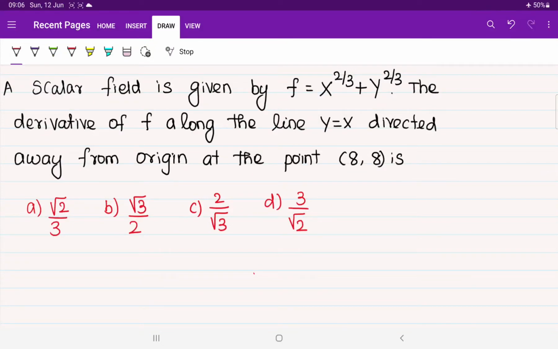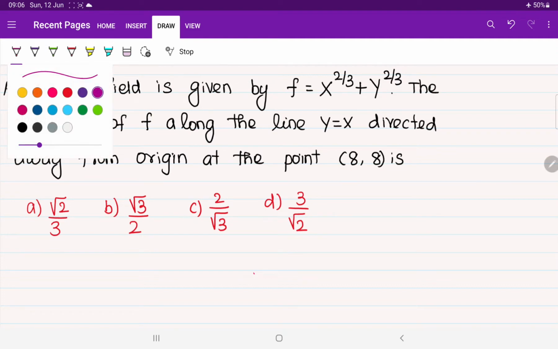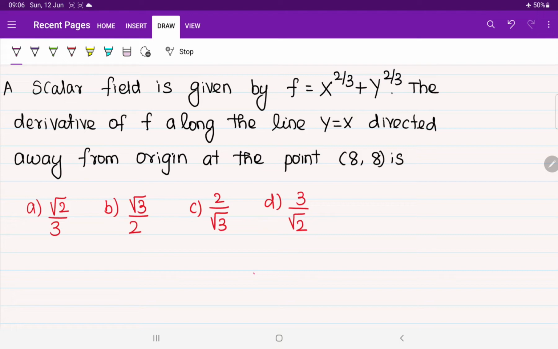In this series, we will be learning how to solve directional derivative. Now, if you observe the given function, a scalar field is given by f equal to x power 2 by 3 plus y power 2 by 3. The derivative of f indicates the function along the line y is equal to x directed away from origin, meaning 0 comma 0. Since they are talking about x and y, I am also considering the point 0 comma 0 at a point 8 comma 8.